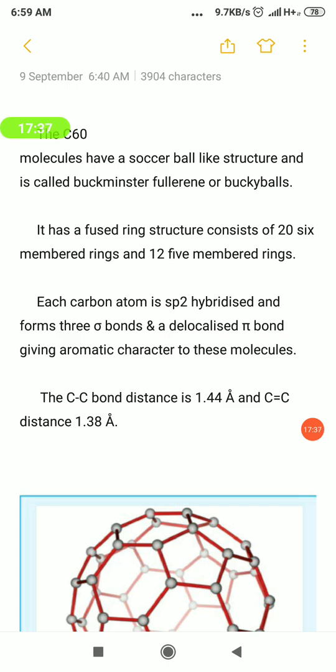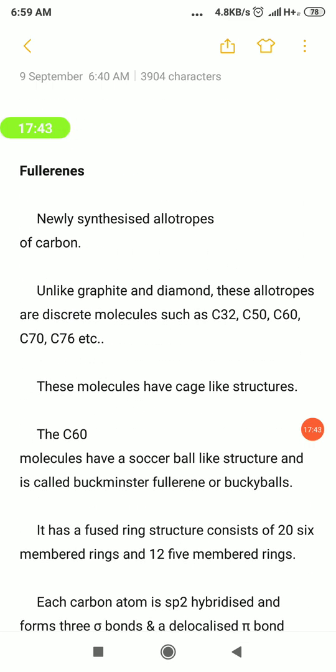So with this, fullerene is over. Okay, so what are the things we have seen about fullerene? It is a newly synthesized allotrope of carbon. It is a discrete molecule, consisting of many of which one? The carbon atoms. C32, C50, C60, C70 and C76. It has a cage like structure. Cage means it will look like a cage. Next, it is also called buckyball, since it's made up of many carbon atoms and its structure is looking like a ball. It's called buckyball.